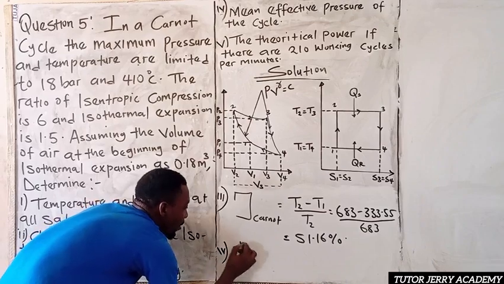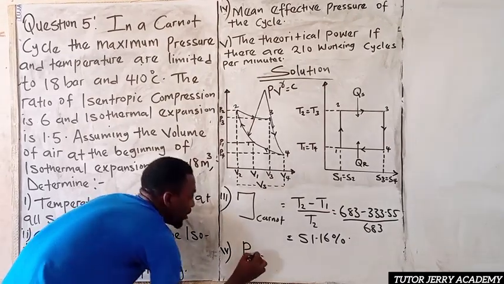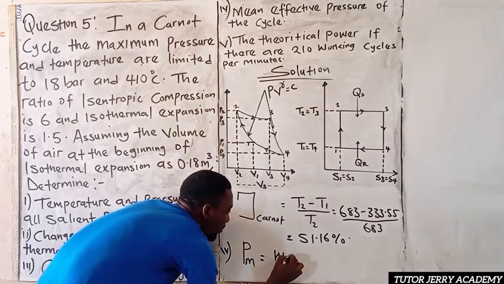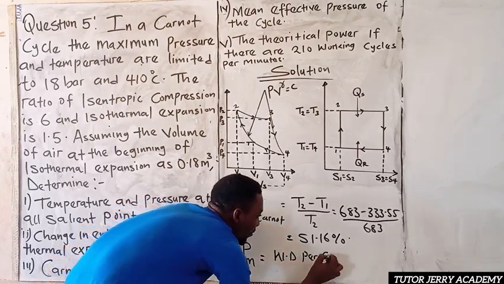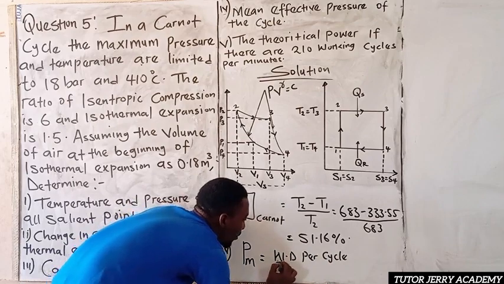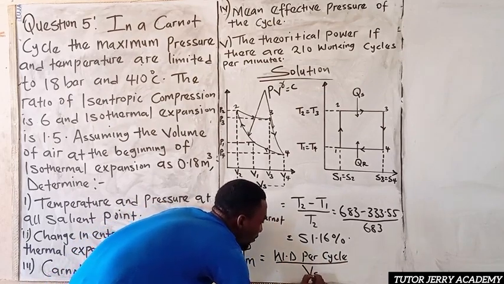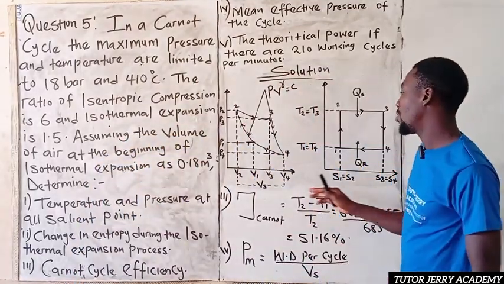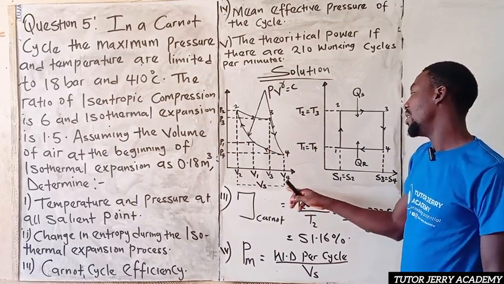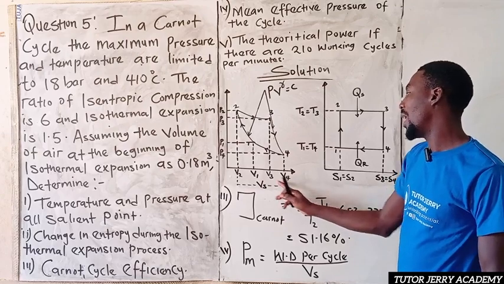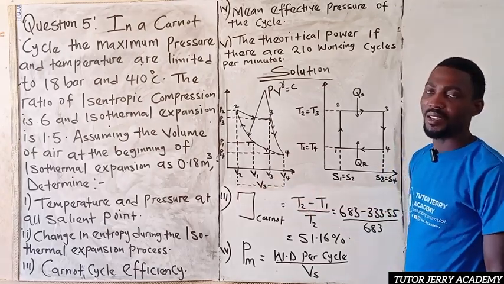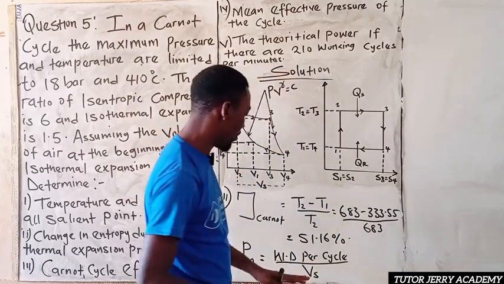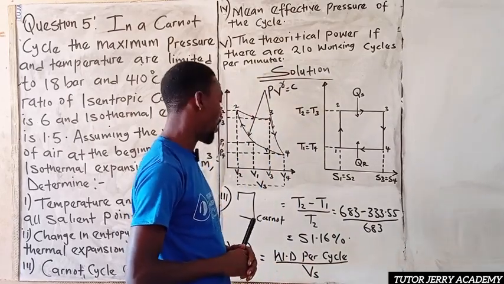Mean effective pressure is denoted by PM, which is equal to the work done per cycle all over the stroke volume. All right, so that is the formula. And you can see that stroke volume is just the difference between V4 and V2. Exactly, V4 and V2. Let's start with work done first, then we will come to our stroke volume.